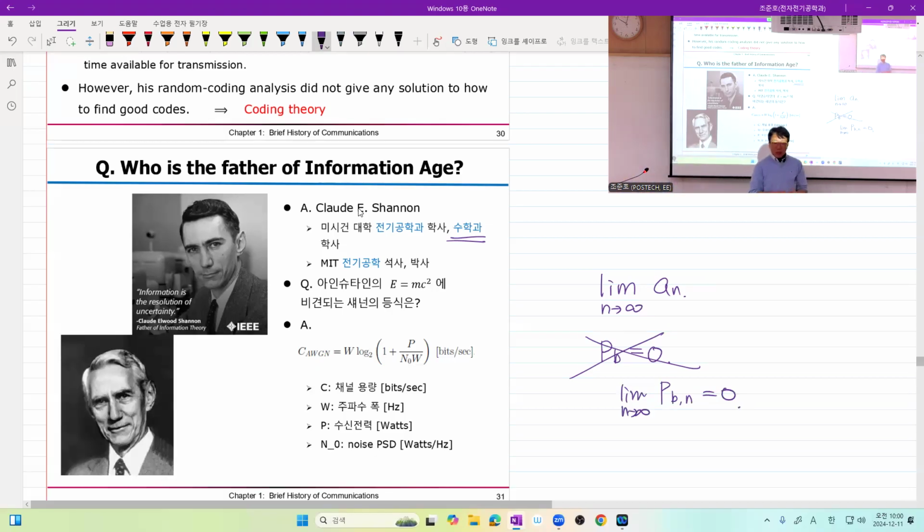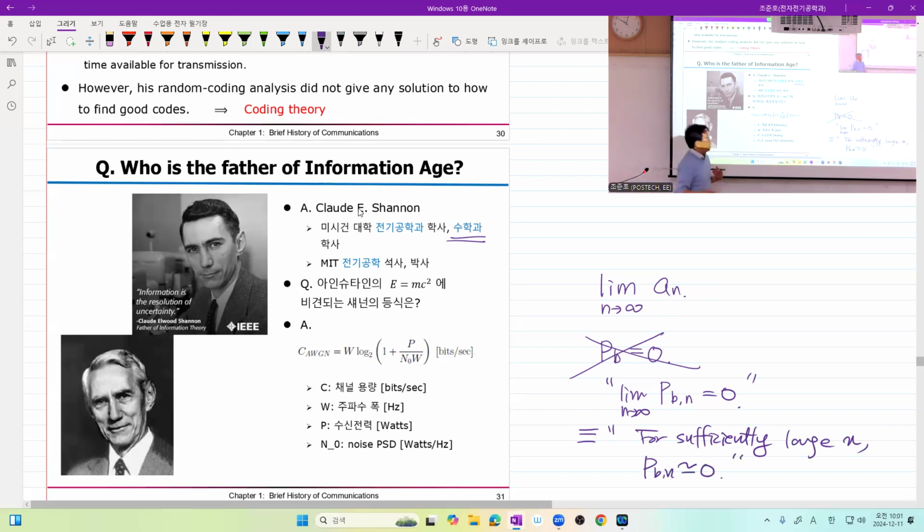arbitrarily small. And I once told you that whenever, as an engineer, you see this limit operation, you must interpret this as what? For sufficiently large n, you can make this approximation, right? So by designing a system, you make the error probability as small as you want. Maybe if your target is reduced, the system must be more complicated. However, you can still achieve that small one, right?